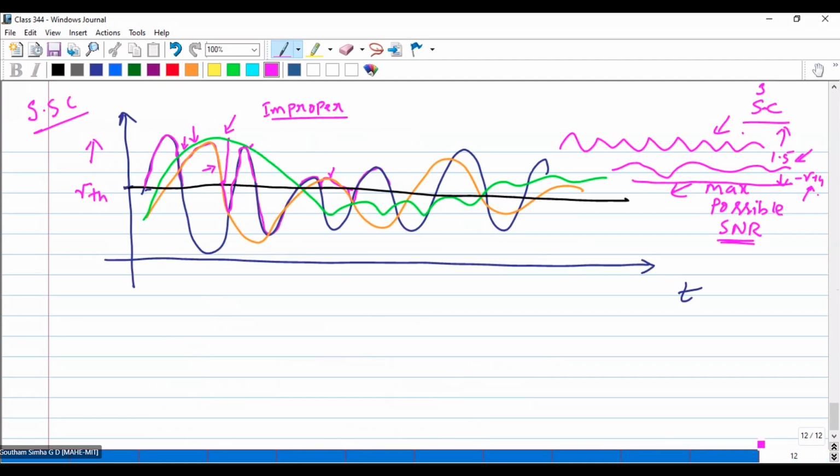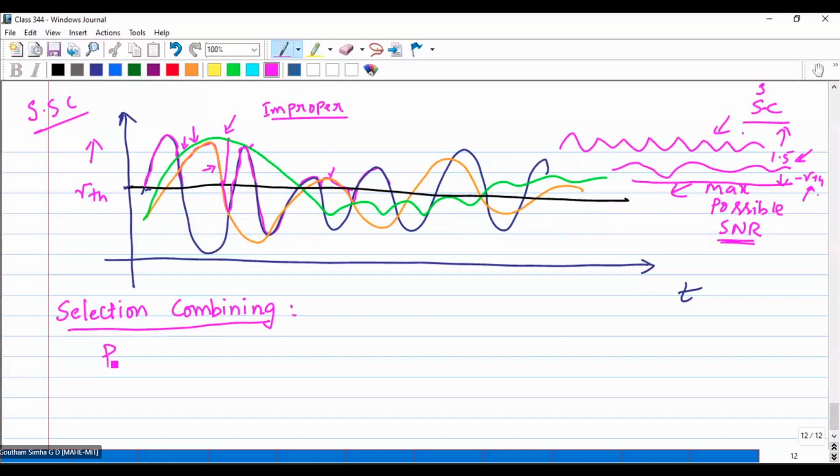Now probability of error can also be calculated for selection combining. Probability of error by using the Q function can also be computed, but that is a really hectic analysis. I will write the equation. If you want me to derive, I will derive. That's not a problem. Okay.